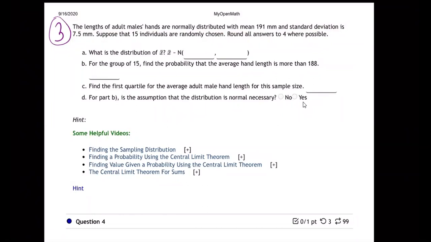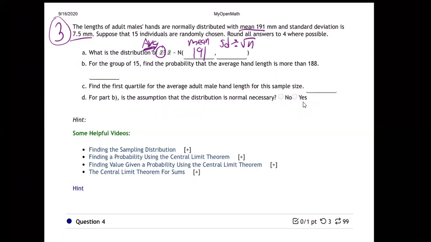So what is the distribution of, notice this is X bar, isn't it? Which is the average. So what is it going to be? It's going to be the mean, and they said the mean is 191. And then it's going to be the standard deviation, 7.5, divided by the square root of n, because this is X bar. This is the average of a group.